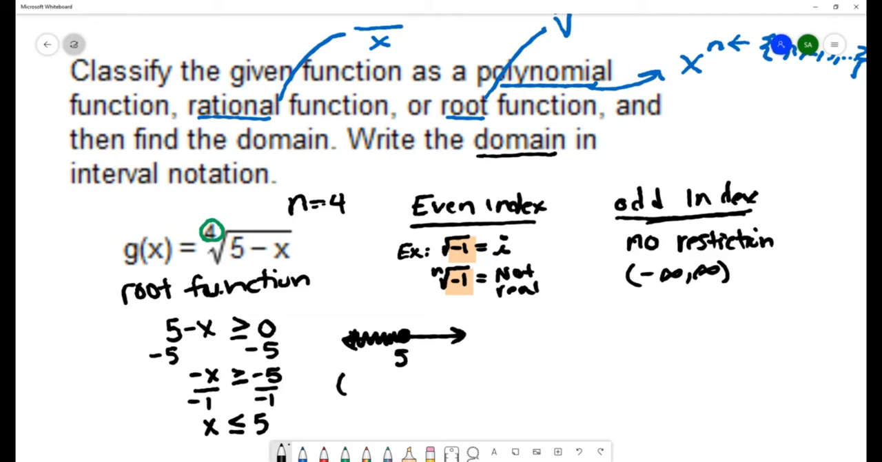In interval notation, that would be -infinity to 5, including the 5, so we would have a bracket. And we could also write this in set builder notation. In set builder notation, we would say x such that x is less than or equal to 5. And we could state the domain that way. In this example, it's looking for interval notation, which is this one here: negative infinity to 5, with 5 included.